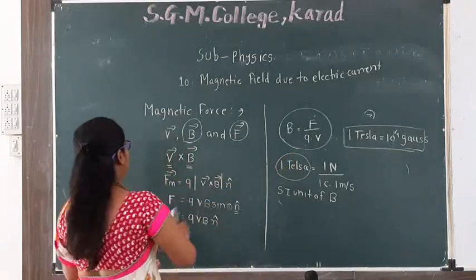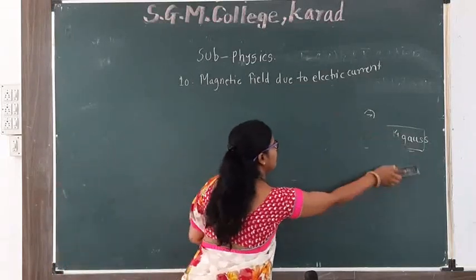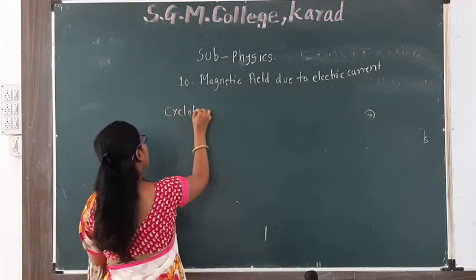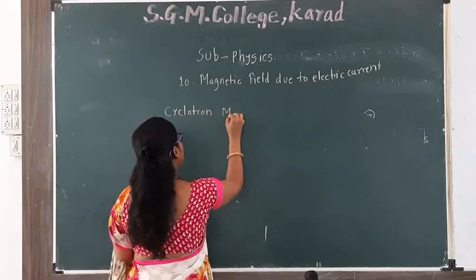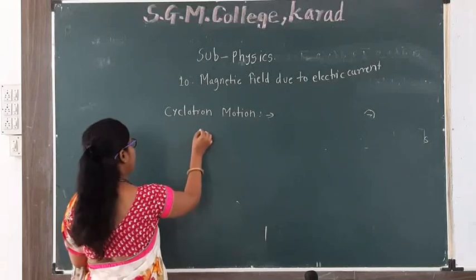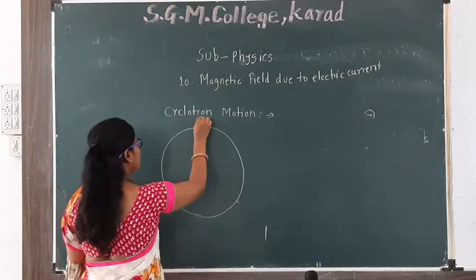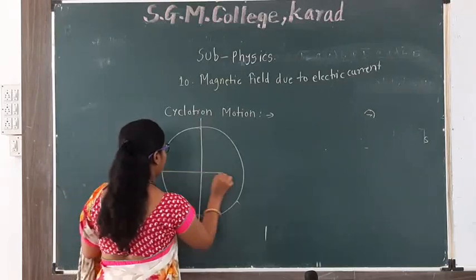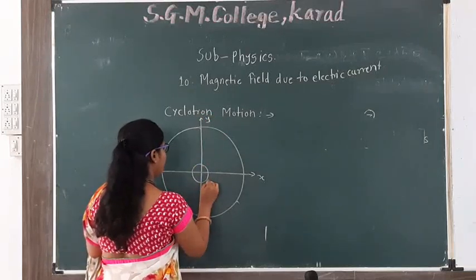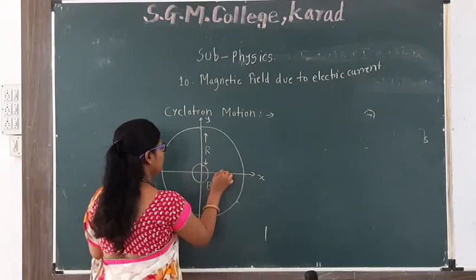Now we will discuss the next article, cyclotron motion. Let me draw the diagram here. X, Y here. Here is the magnetic field B. Here R is the radius of the circle.